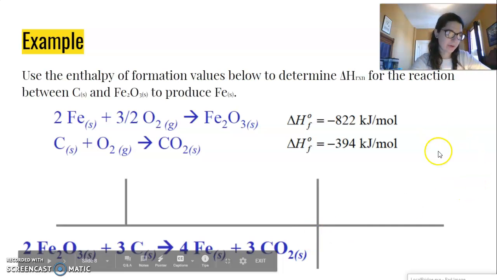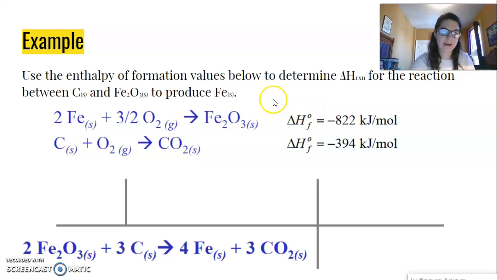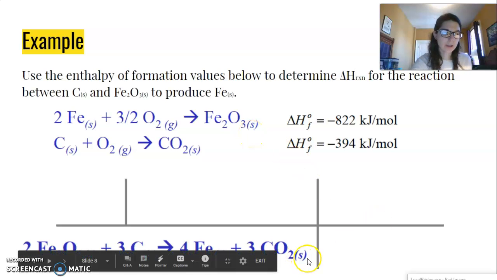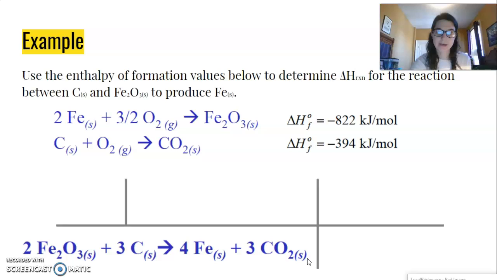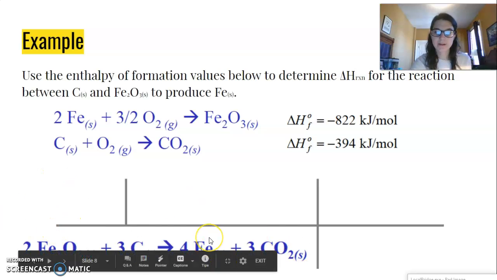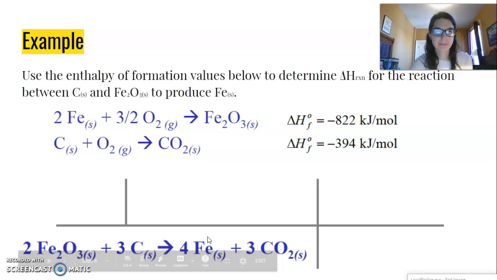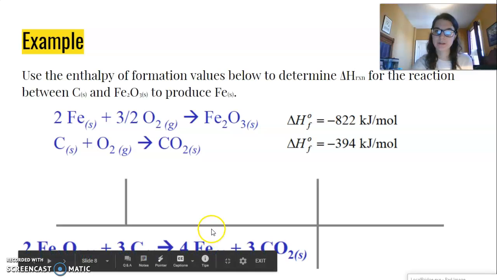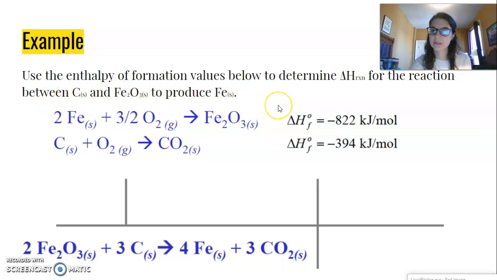So for the first equation, you'll notice we have 2 iron solid, O2, and iron 2 oxide. In our overall equation, we want iron 2 oxide on the reactant side, and we want iron solid on the product side. So I know the first thing I want to do is flip this equation. I also need to change coefficients. Notice I want 4 iron solid and I want 2 iron 3 oxides. So that tells me, given these stoichiometric coefficients here, I want to multiply everything in this reaction by 2. I also like multiplying by 2 because that's going to get rid of that 3 halves O2, which is nice.